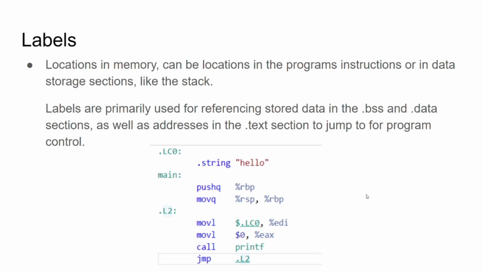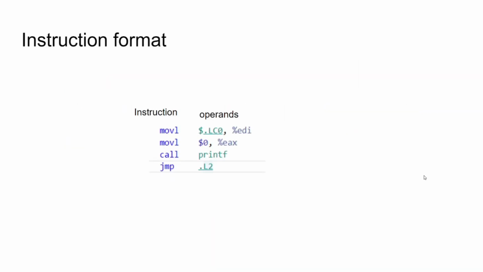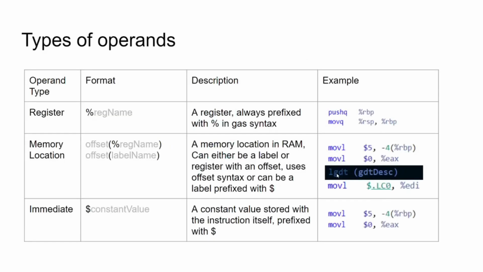From labels, we're going to jump right into the format of instructions, which you've probably picked up on a bit now since I've been going over a few of these assembly instructions. First, we have the instruction on the left-hand side, and then we have the operands on the right-hand side. An instruction can have as many operands as it needs, and it could also have 0 operands. And we'll see that with instructions like ret later on. So let's jump into the different types of operands.